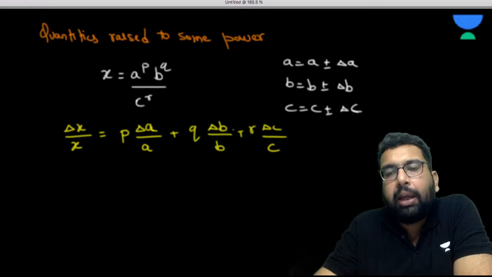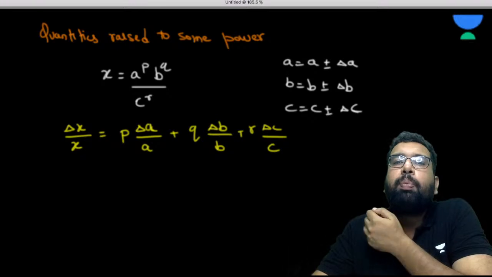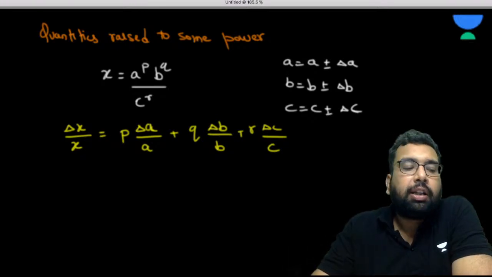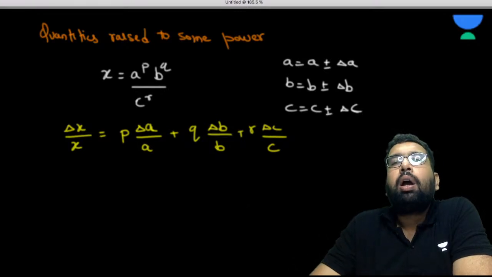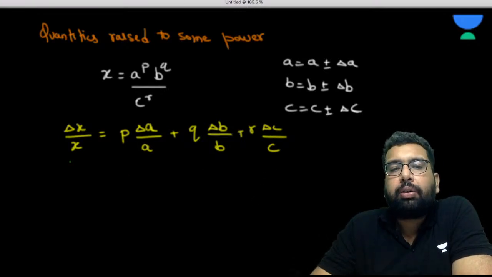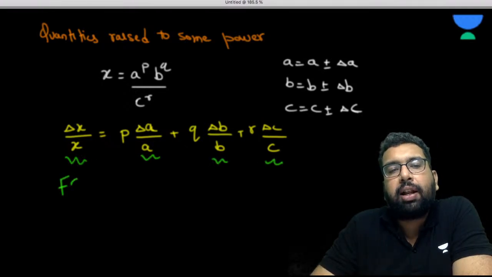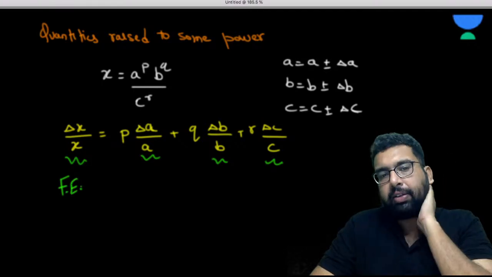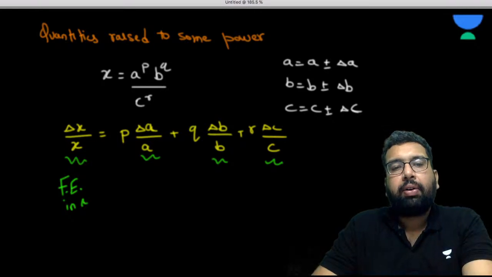Now, when you see the question, the language of the question is very important. Sometimes they ask you the fractional error, sometimes they may ask you the percentage error. So delta x by x, delta a by a, delta b by b, delta c by c, these are fractional errors. This is the fractional error in x.